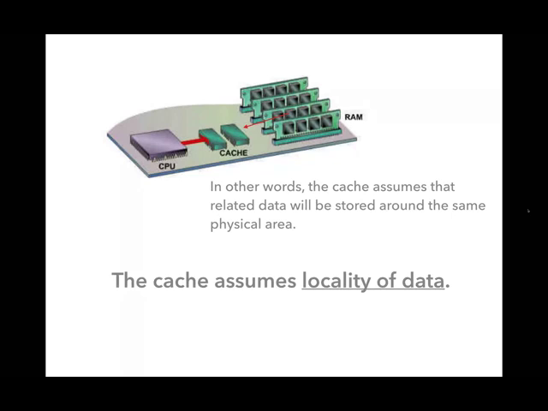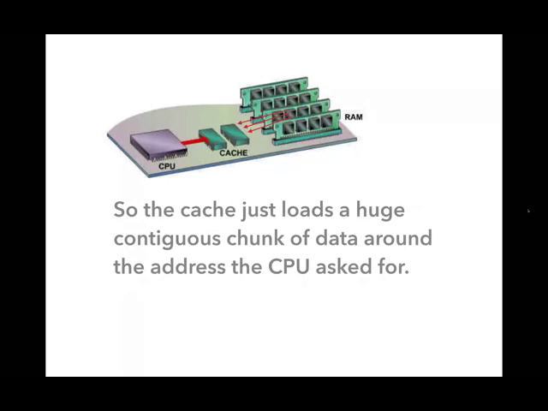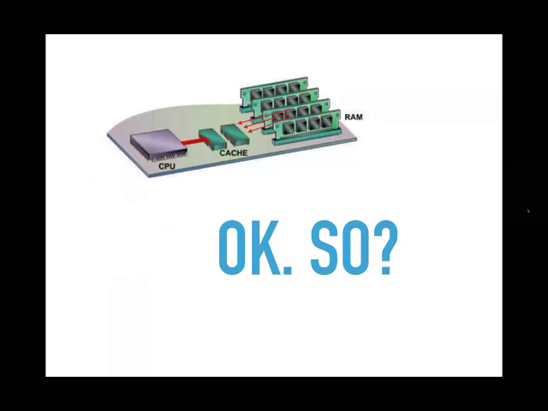It just assumes that all the stuff that you're probably going to want to read after this will probably be around here. It's just a good heuristic, a good rule of thumb. Probably will be in the same area. So the cache just takes a big chunk, grabs a bookshelf and drags the entire bookshelf back to the cache. Okay? So it takes this big contiguous chunk of data. It's physically contiguous, meaning it's right next to each other in memory. Okay, cool. So this probably makes sense so far.